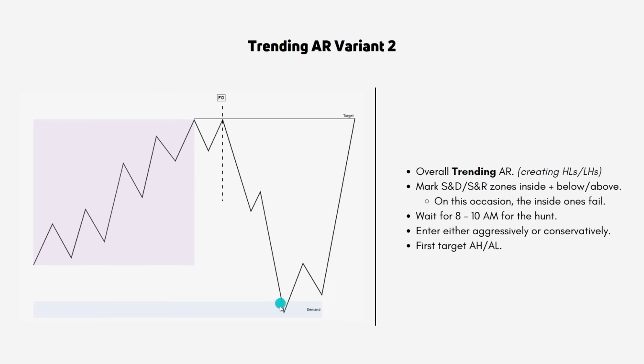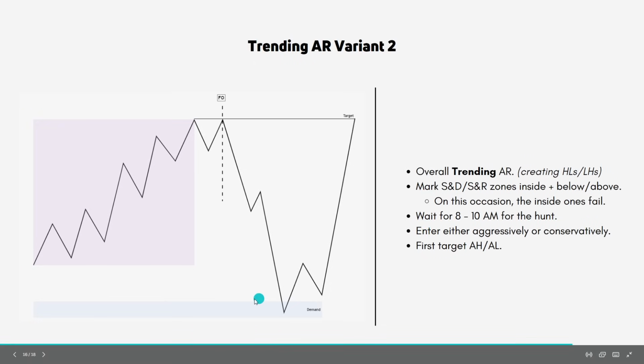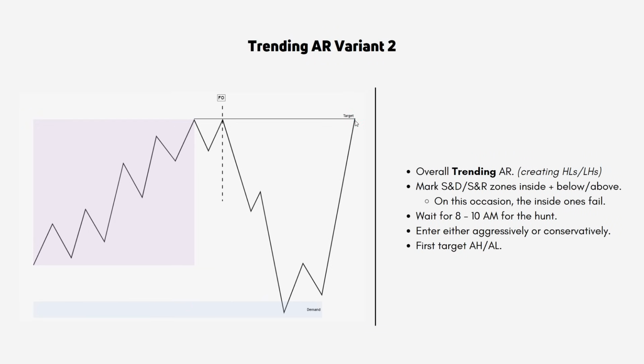You again wait for the hunt, you enter aggressively or conservatively after identifying an area of value, and then the first target is the Asian high, or Asian low in a bearish scenario. So I'm actually providing you only bullish scenarios. I'm sorry for that, but what you can simply do is flip those charts, just flip them 90 degrees, and you're gonna have the bearish scenario, right?